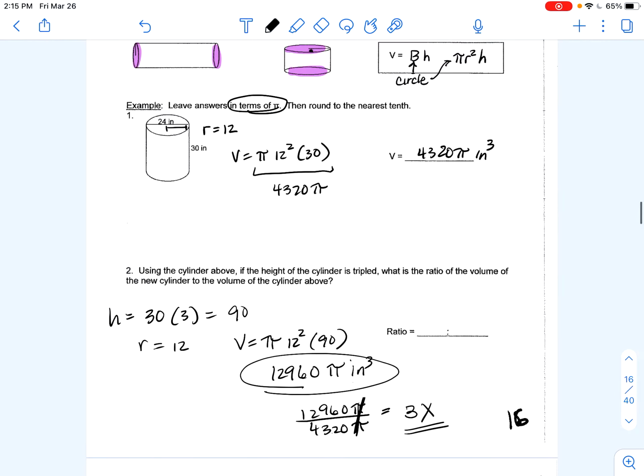And if we just think about that, that makes sense. Because if I were to have the same figure, but just triple the height, wouldn't it have 3 times the volume?